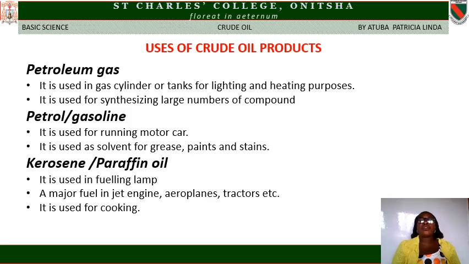Uses of crude oil products. Number 1, petroleum gas. It is used in gas cylinder or tanks for lighting and heating purposes. It is used for synthesizing large numbers of compounds.